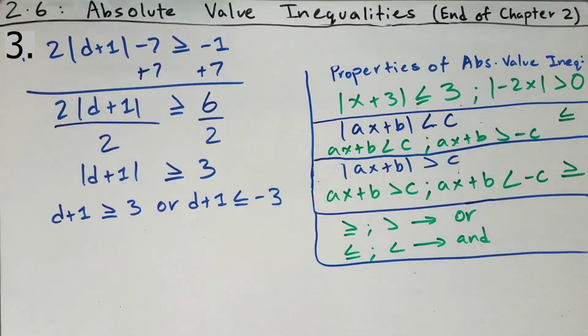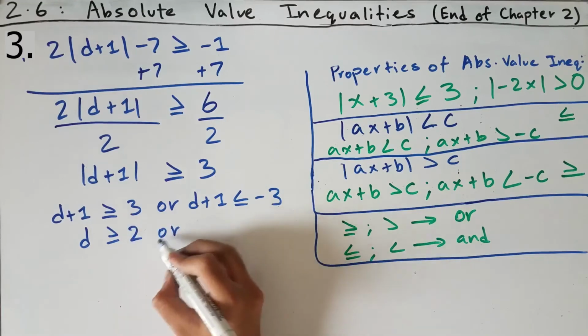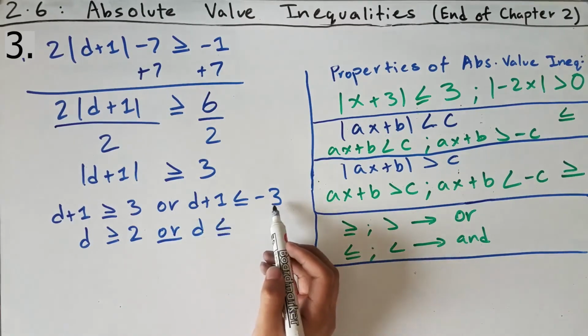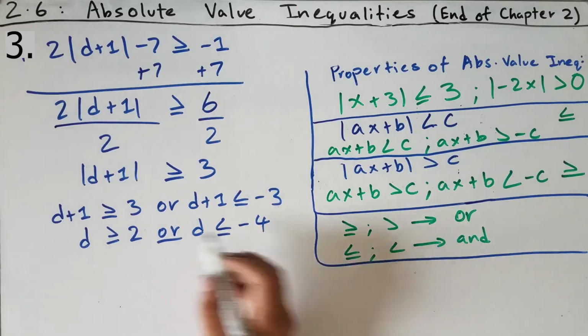And then we just solve these two inequalities like a regular inequality. So we get d is greater than or equal to 3 minus 1, which gives us 2, or d is less than or equal to negative 3 minus 1, which gives us d is less than or equal to negative 4. So this is our compound inequality.